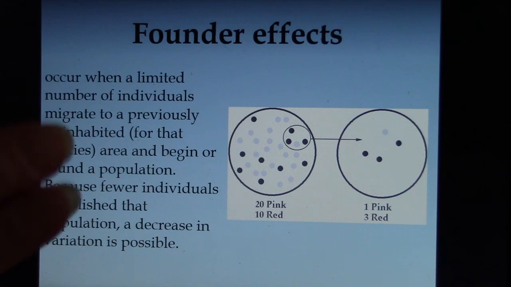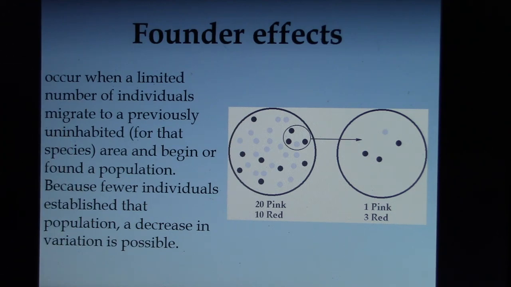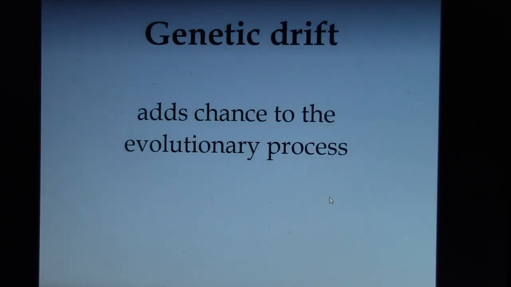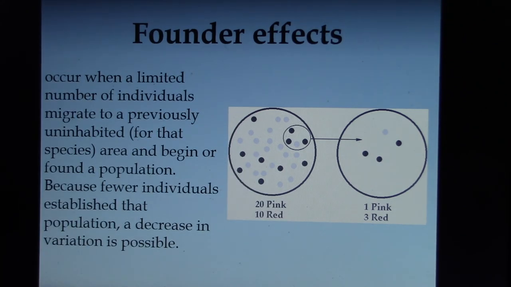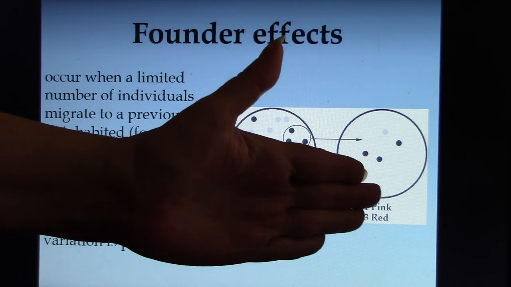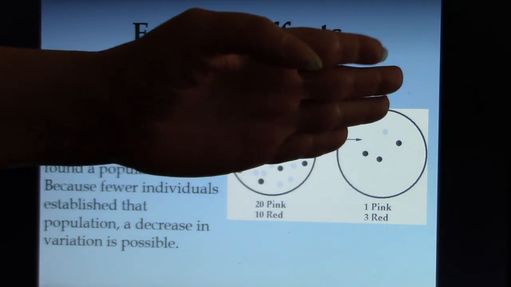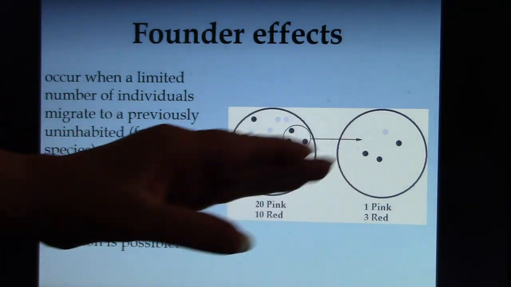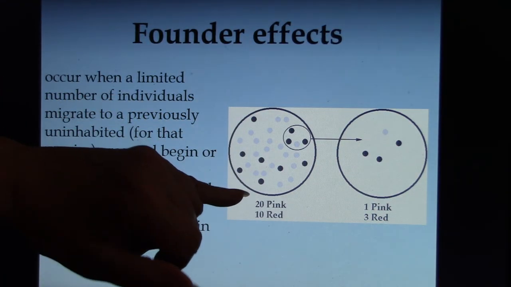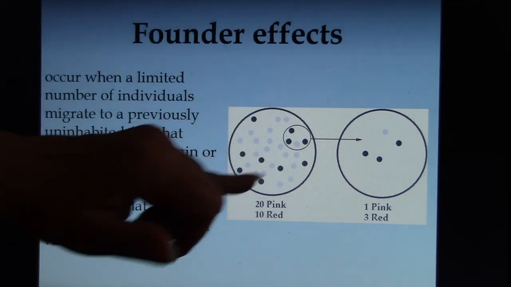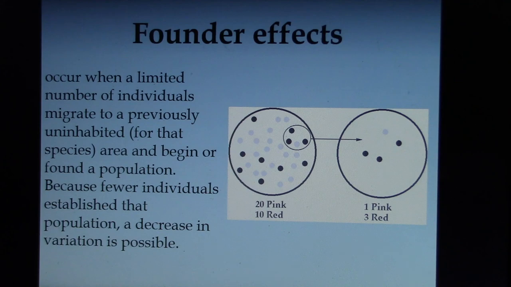So we really increase the frequencies of the reds here. So now we have 75% are reds and just one pink, where it was way different before that. And what if they're able to establish a new population? Well, this population is starting with a different allele frequency. So this population is going to have a different allele frequency than this one. So this population has evolved compared to this one. And they're not necessarily different organisms, they just have different allele frequencies.